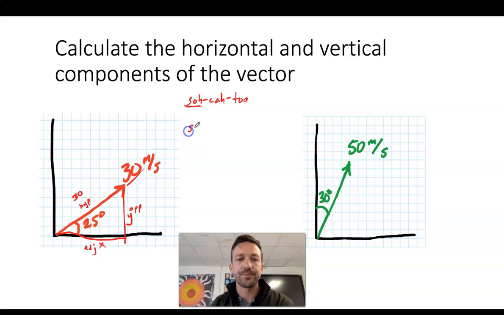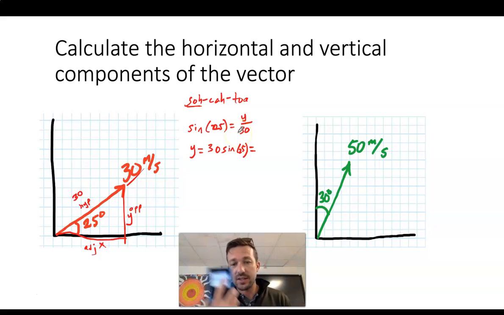So on this one it would be sine of some angle, which in our case is 25. So sine of 25 is equal to opposite, which is the thing we're looking for, y, over hypotenuse, which is 30. To solve for that, y is equal to 30 times sine of 25, and you would just plug that in the calculator. Make sure that 25 is in degrees, so make sure that you're not in radians.